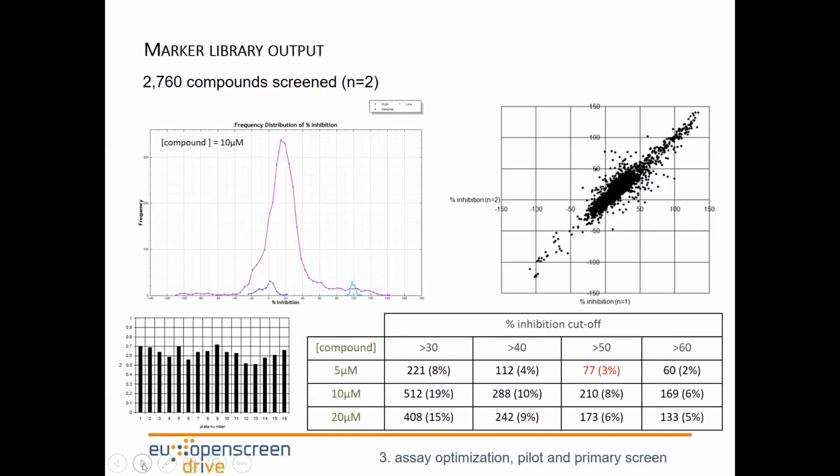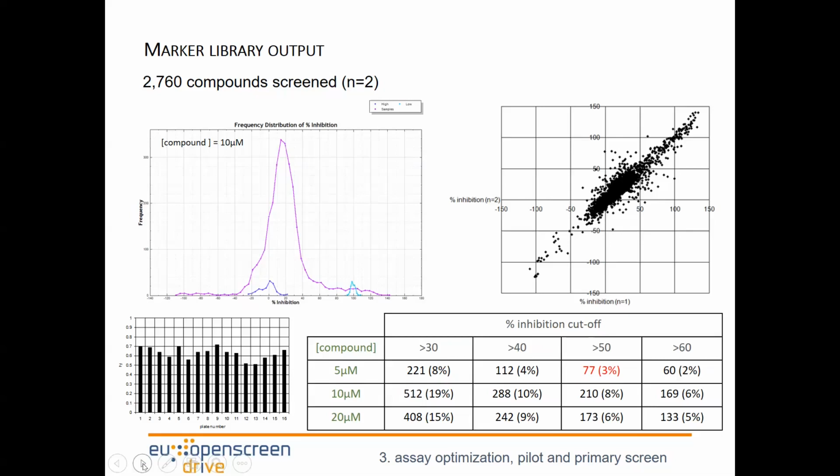So we picked just over 1% of compounds, which was in this case 2,760 compounds, and we screened them in duplicate in our primary assay. The frequency distribution plot on the top left at 10 micromolar is what you'd expect. Most of the compounds are largely inactive, which is the purple line, and our two controls, the DMSO, gave 0% inhibition, and our reference control, which is the light blue on the right-hand side, gives 100% inhibition. So the frequency distribution plot is good.